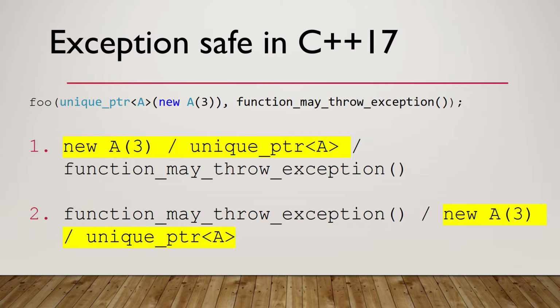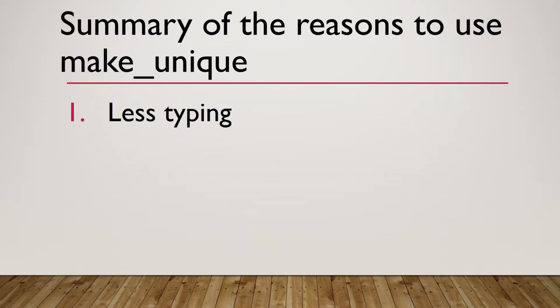If you feel it's hard to understand, it just boils down to what is shown in this example. But if you are not using C++17, using the old method is still subject to exception safety concern. Here is a list of the 4 reasons to use make_unique.